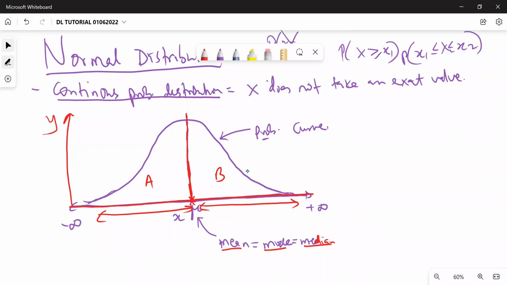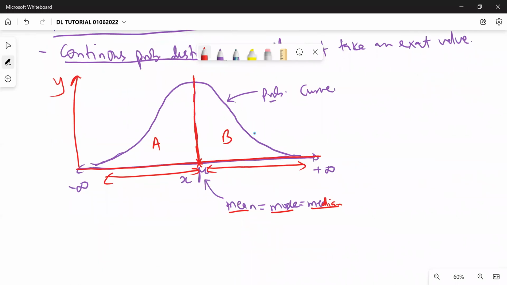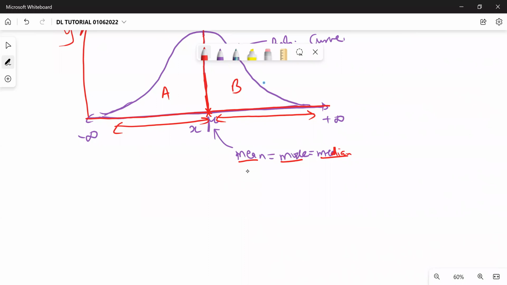Okay, so let me give you the properties of the normal distribution. And we start by making some introduction to define some symbols here. Let me do that in the background.